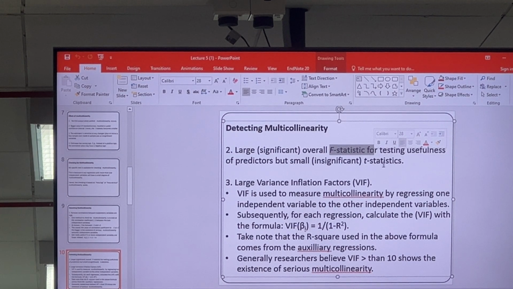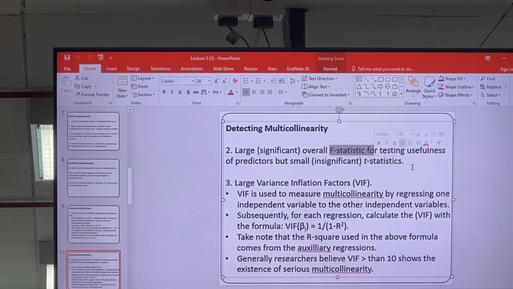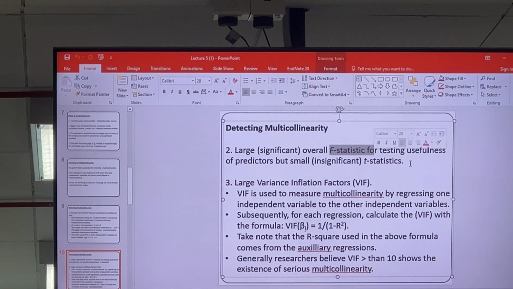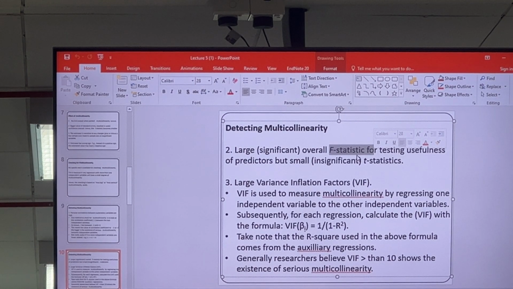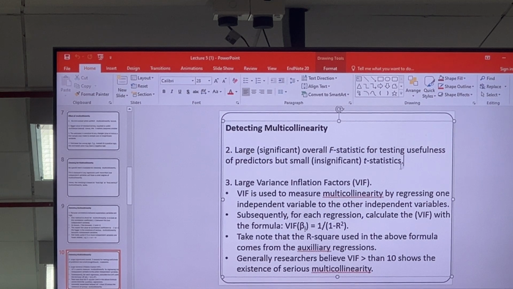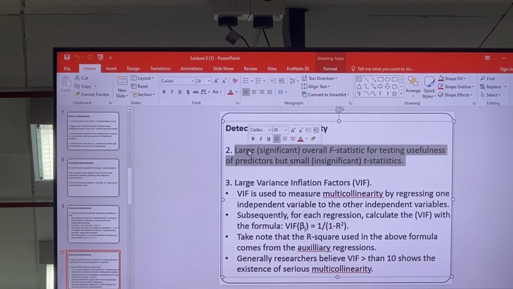So normally when we have multicollinearity, we have a contradiction between the F test and the T test. For example, it's possible that the F test suggests that at least one X, independent variable, has a significant effect on Y, but when you perform the individual testing, you see all are insignificant. So that is one indication that the model suffers from a multicollinearity problem.